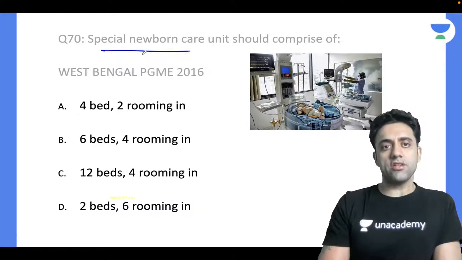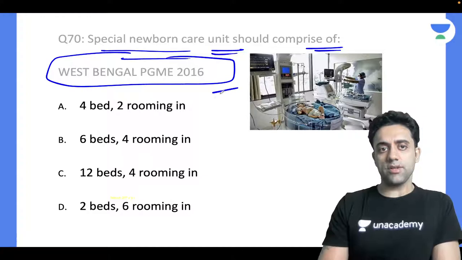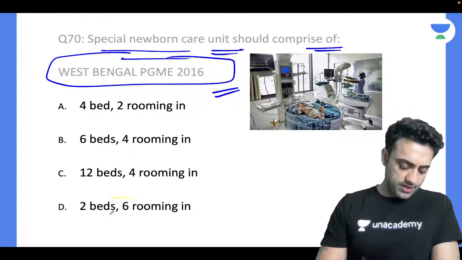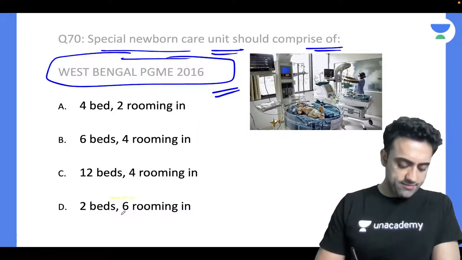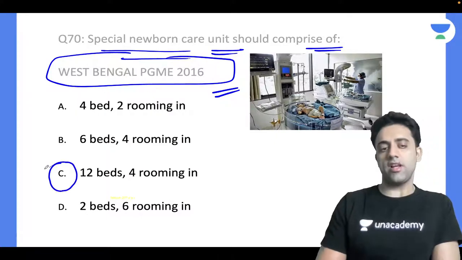SNCU, Special Newborn Care Unit, comprises of what? West Bengal PG 2016 question. Anyone? What is the answer? A, B, C, D. How many beds and how many for rooming in? A, B, C, D. Yes, the answer is 12 plus 4.